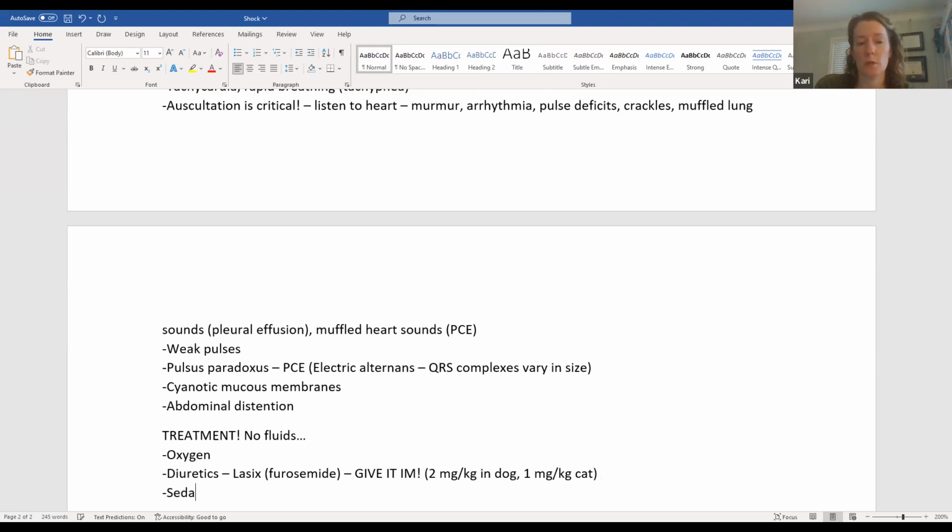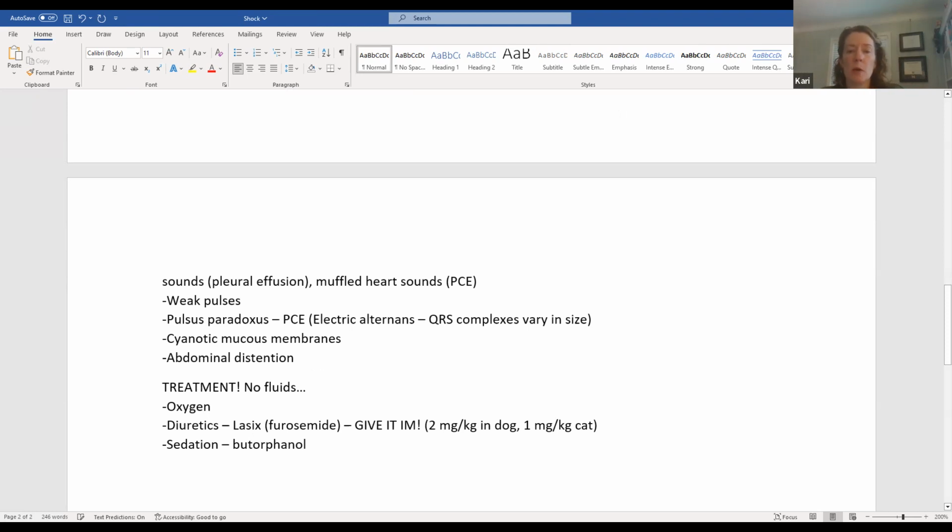And sometimes these guys will also need a little bit of sedation to take the edge off. Usually we think about things like butorphanol to start, to try to get some x-rays, those kinds of things. And then x-ray is going to be the big thing that's going to give you the most information about whether or not they're in heart failure, right? Okay, questions about cardiogenic shock? I want to keep going because I'm running out of time.